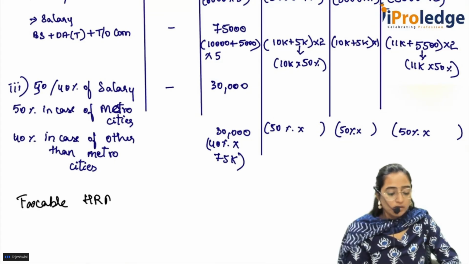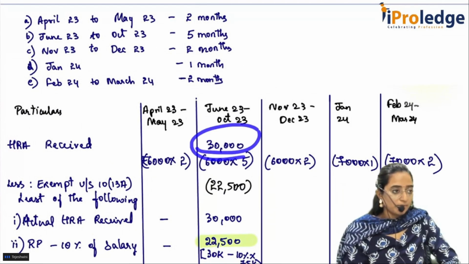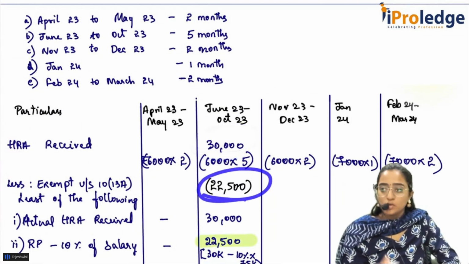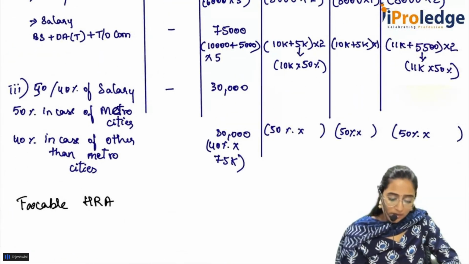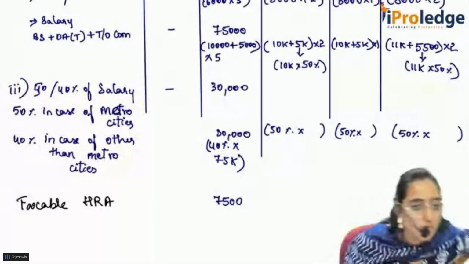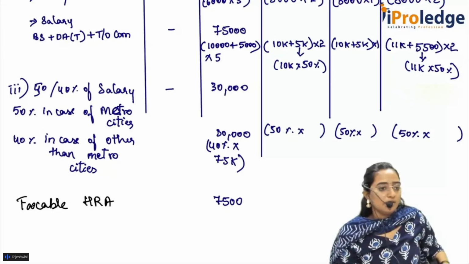Taxable HRA. You already have 30,000 a year. The least of the following is 22,500, which is exempted. So how much are you going to get? 7,500. Everyone, how much are you going to get? 7,500. That will be the taxable HRA.